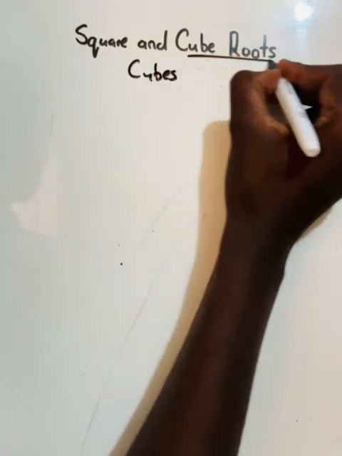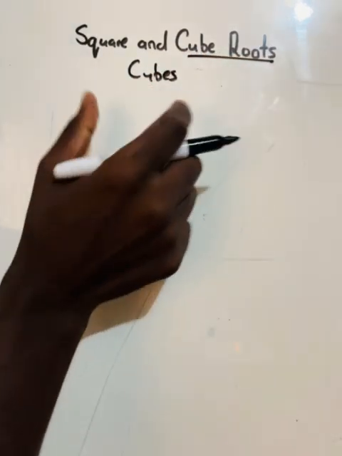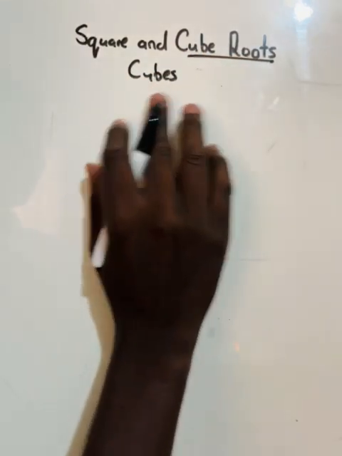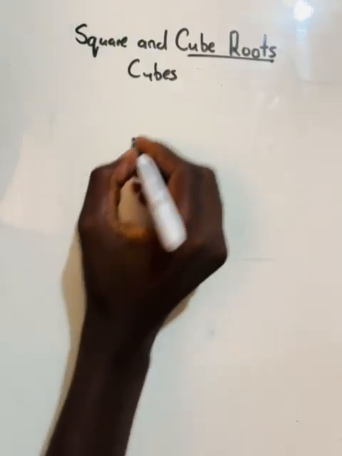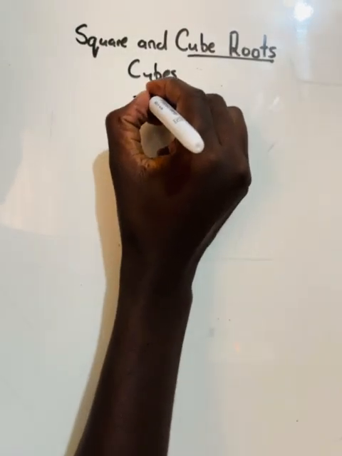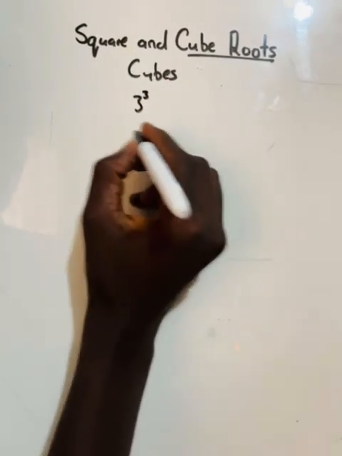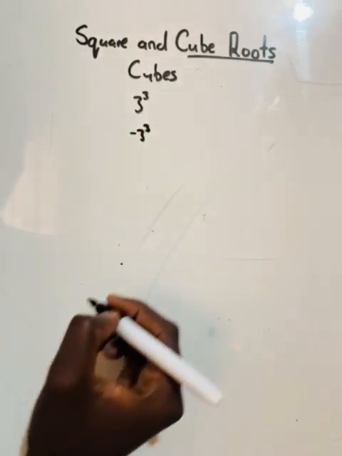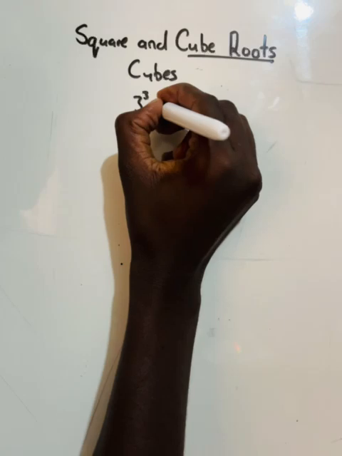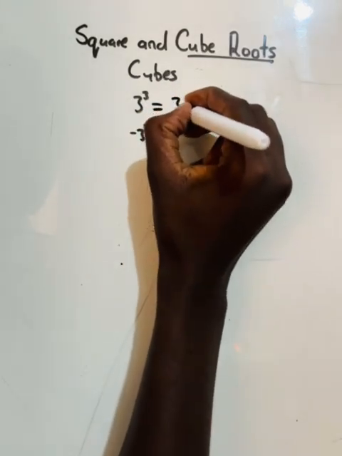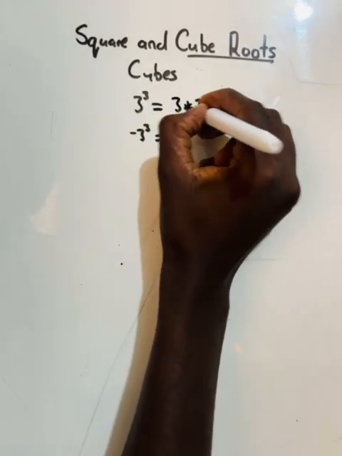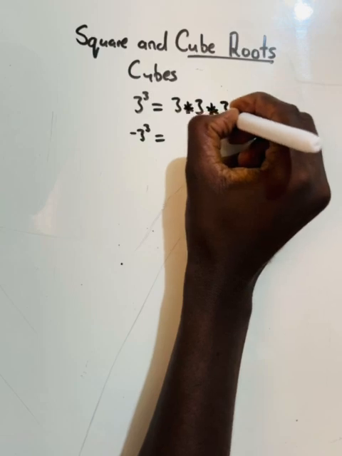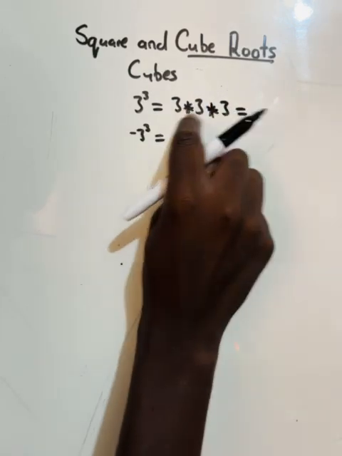Because cube roots are the opposite of cubes. We said cubes means what? Anything to the power of 3. So if we have 3 to the power 3, or negative 3 to the power 3, when we write it in expanded notation, we say 3 multiplied by 3 multiplied by 3, which is equal to 3 by 3, 9.